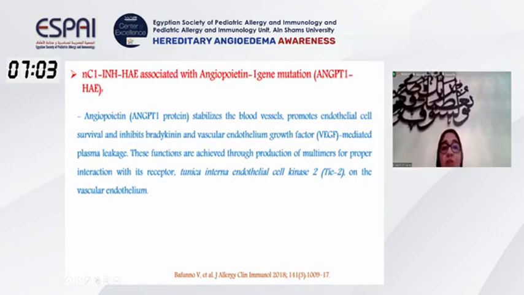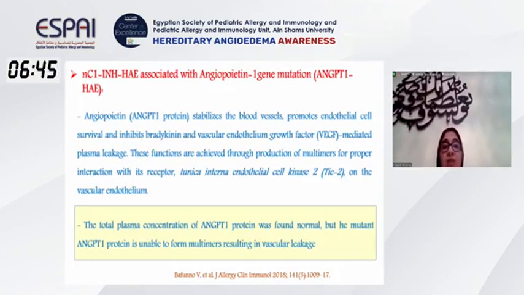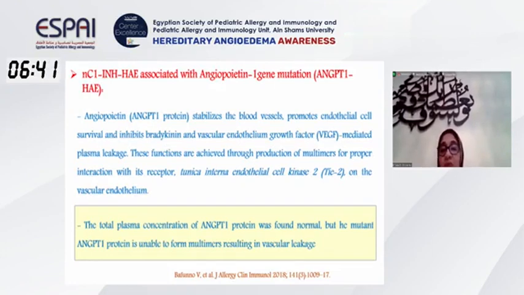So therefore, angiopoietin should be assembled into multimers for proper interaction with its receptor, named tunica interna endothelial cell kinase 2, which has the abbreviation of TIE2, on the vascular endothelium. Therefore, this mutation results in normal total plasma concentration of angiopoietin 1 protein. However, the mutant angiopoietin 1 protein is unable to form multimers, resulting in vascular leakage.